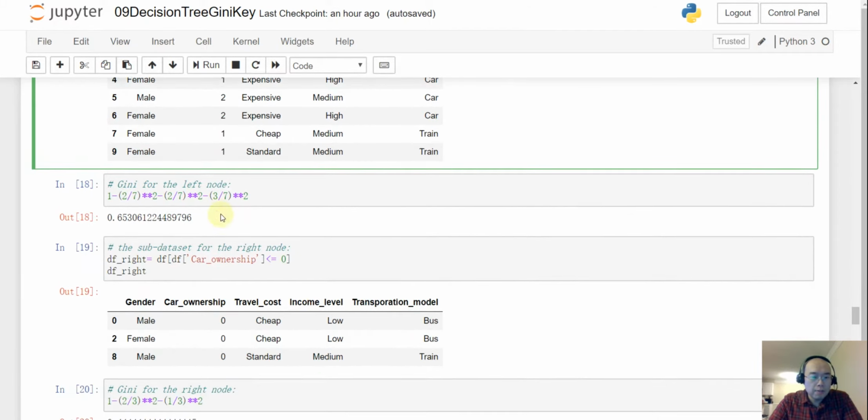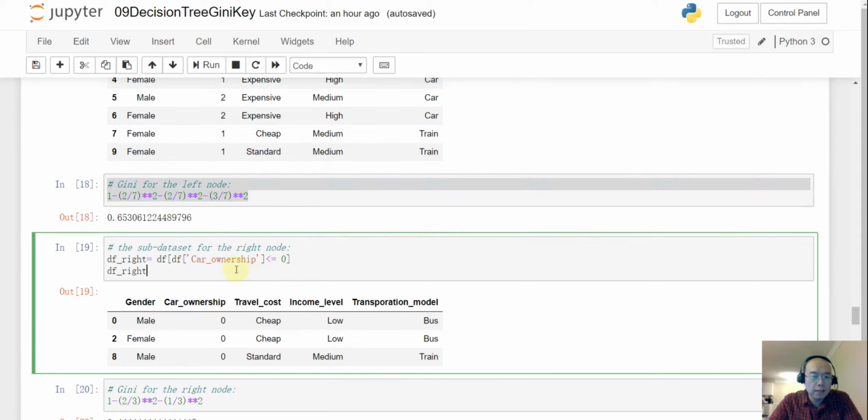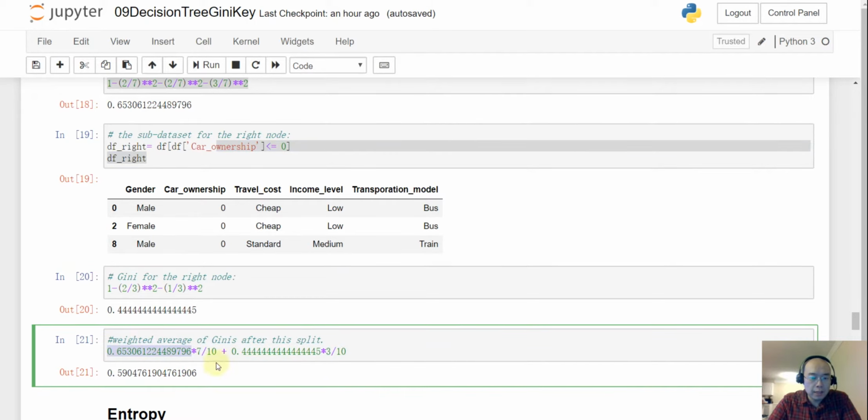The next one, we can calculate the Gini for this one. And after that, we also have another node, and then we have 2 buses and 1 train. So this Gini is a little bit better, but not too much. And after that, we have the first Gini and the percentage of the samples in the first node, and then the second Gini and the percentage of the samples in the second node, and after that we have the total weighted Gini. So this is the total weighted average Gini of the second split.